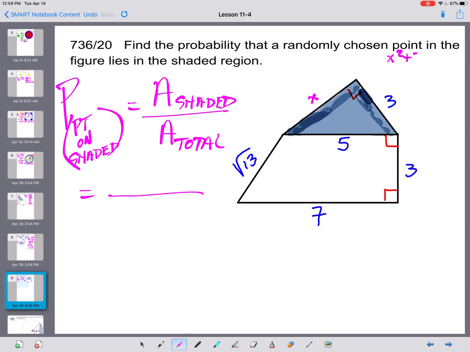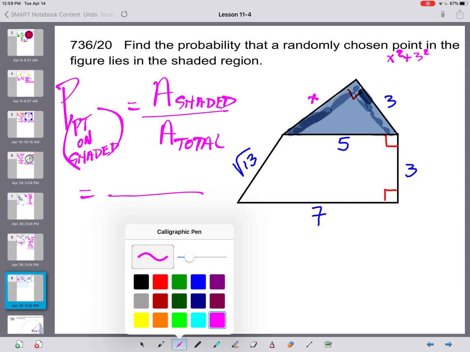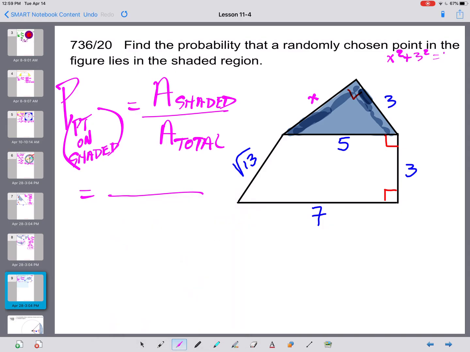X squared plus 3 squared equals 5 squared. Most of you know this. X squared plus 9 equals 25. Minus 9, x squared equals 16. Root it. X equals 4. Now, the area of that shaded triangle is 1/2 base times height. 1/2, the base I'm going to put as the 4, the height I'm going to put as the 3.